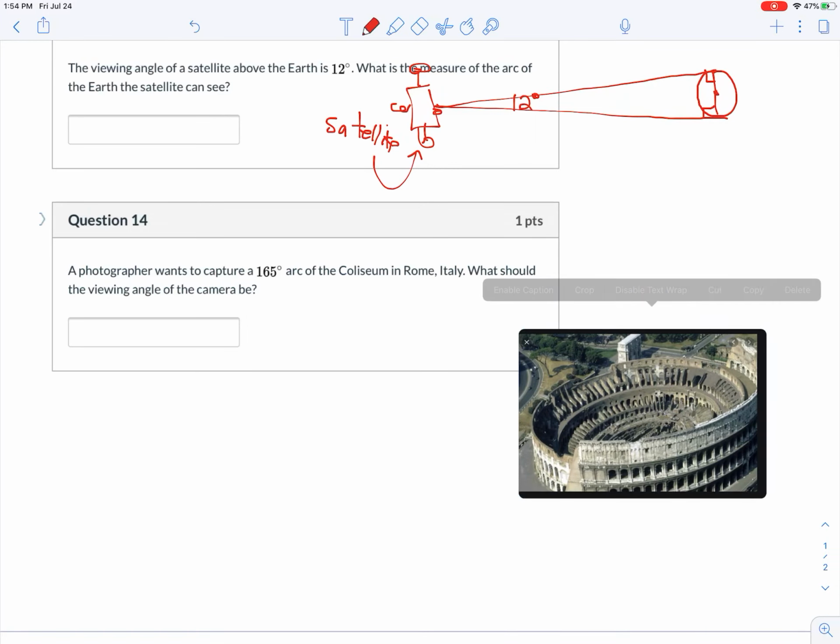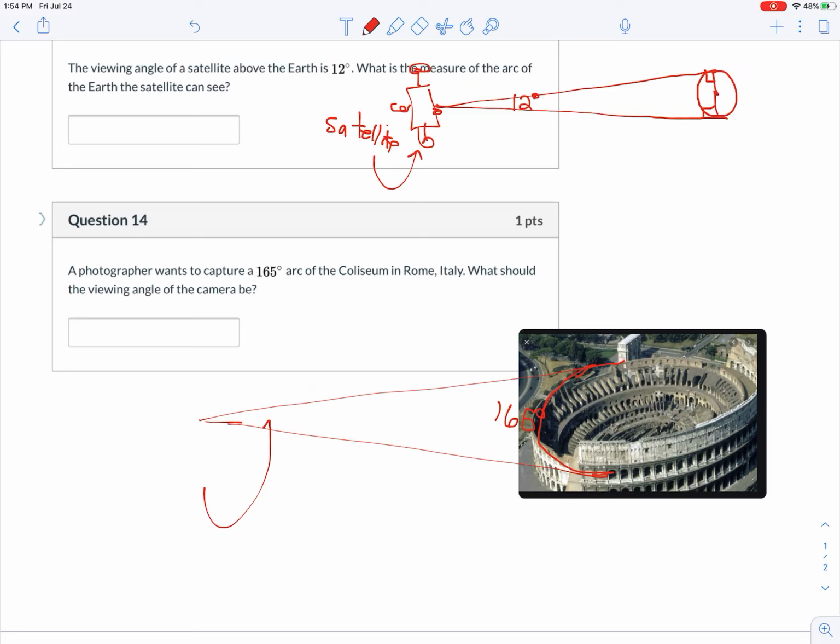Now I believe this number 14 is going to be quite similar. Let's get that Colosseum down here, and you want to capture a 165-degree arc. For this case you can assume the Colosseum is circular, though I'm not sure it is. I think it's more elliptical. Anyway, pretend like it is circular. The photographer wants to get a 165-degree arc, so that part right there needs to be 165 out of the 360. With what we've done on 11, 12, and 13, I think you can work backwards to find out what the viewing angle will be.